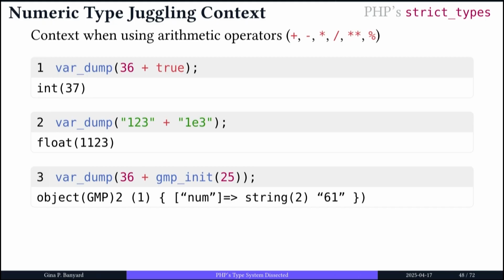The numeric type juggling context is where arithmetic operators live. Again, it casts everything to integers. The second example, line 2, might seem very weird to you. What do you mean, I get 1,000 here? What does 1E3 mean? Numeric strings are allowed to be in exponential notation, so 1E3 means 1 times 10 to the power of 3, which is 1,000. So add them together, you get 1,123. And same as before, GMP overloads the operators.